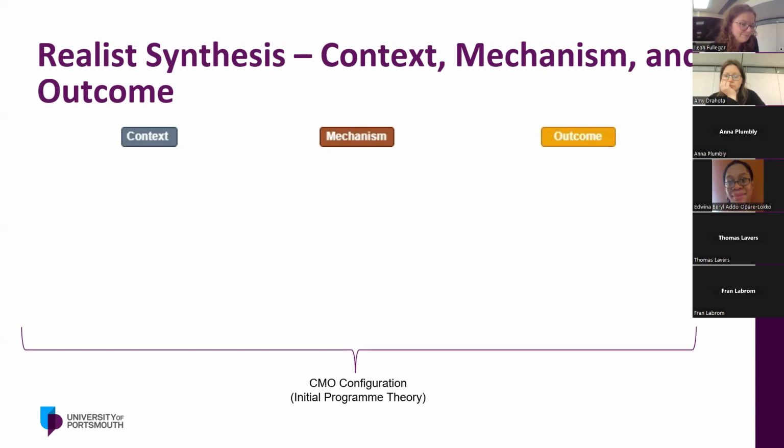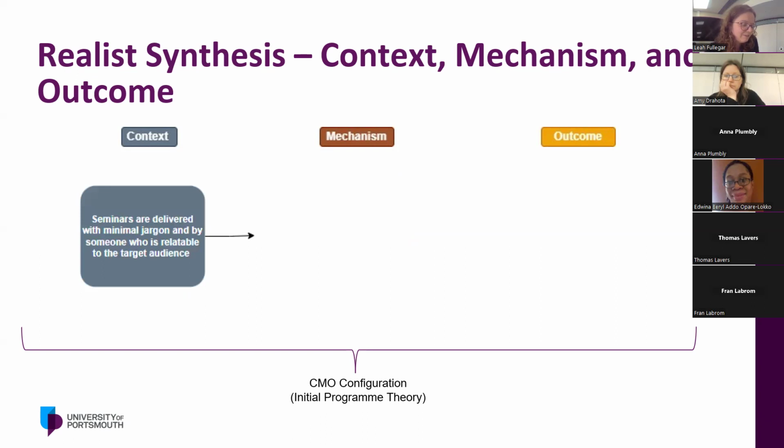So let's give an example. We always assume in realist methodology that the programme works, and what we're looking for is to explain how it works or how it would work. So our programme is the seminar series. Our context might be something like the seminar being delivered by someone who is relatable and with minimal jargon. This doesn't have to be explicitly true. We're just saying that if this happens, then something else will happen. And I would love to think that I'm relatable and have managed to keep most jargon out, but to be fair, looking at the last few slides, I'm not sure I have, but I don't know this to be the case.